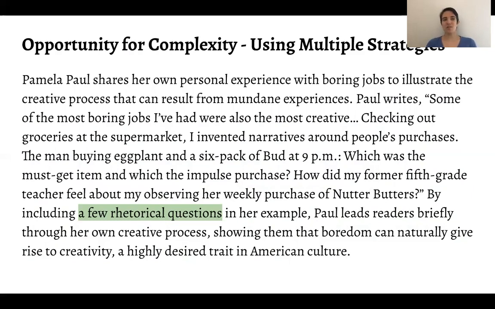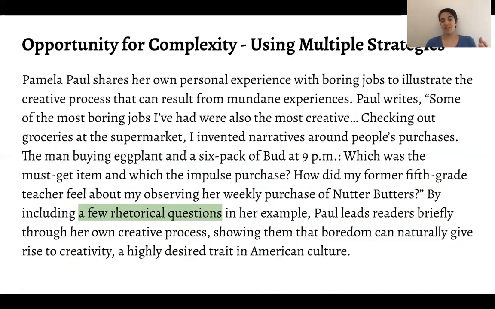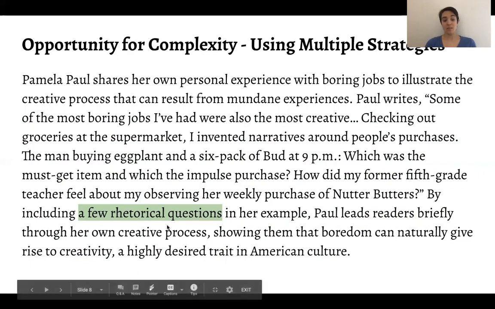She's using those questions to kind of demonstrate and show us what it might look like for us to respond to boredom in a creative way. So I'm mentioning that. I don't have to use it in my introduction, my topic sentence, because rhetorical questions isn't necessarily the thing that I want to focus on. That's not the overall, but rhetorical questions are part of that personal experience that really helps the readers to understand. So I'm including that in my explanation of the evidence. I'm just mentioning it.